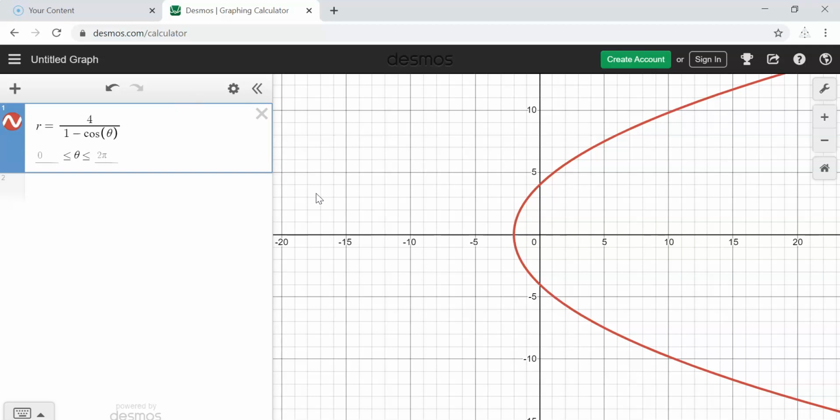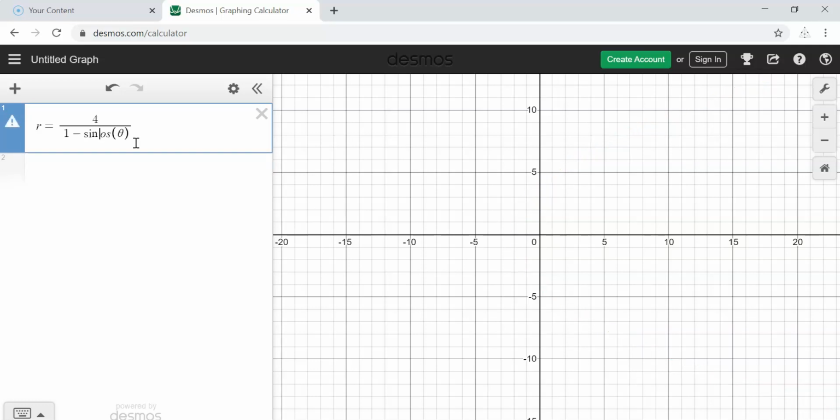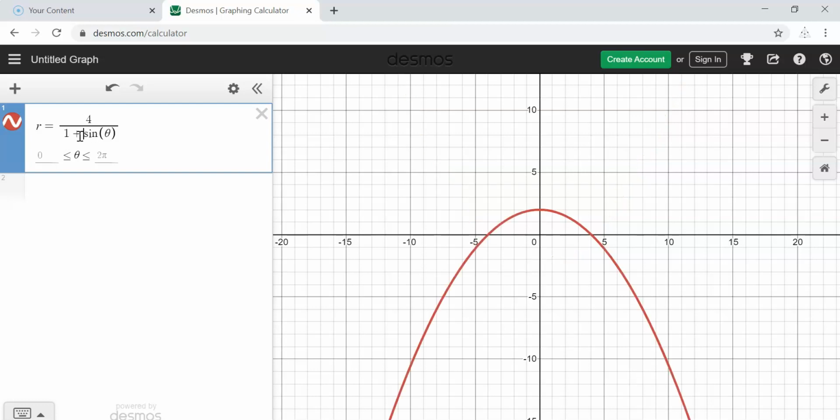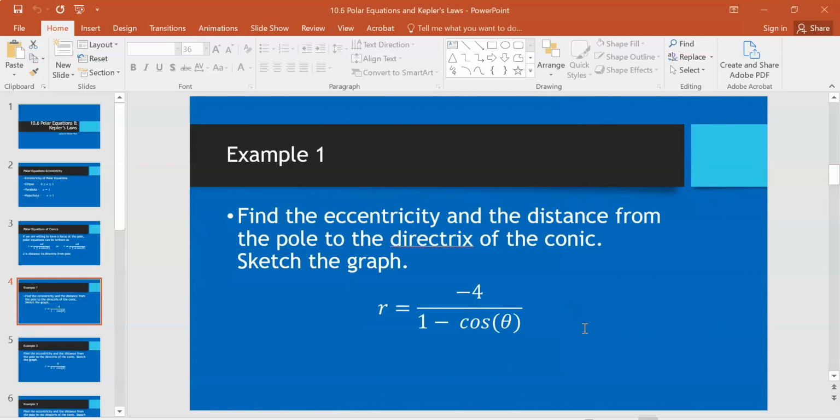And notice that the cosine gives you the conic sections which point left and right. If I would have switched to sine of theta, that would have given me the conic section, or at least in this case, the parabola that points up or down, depending on whether I had positives or negatives. So hopefully that all makes sense.